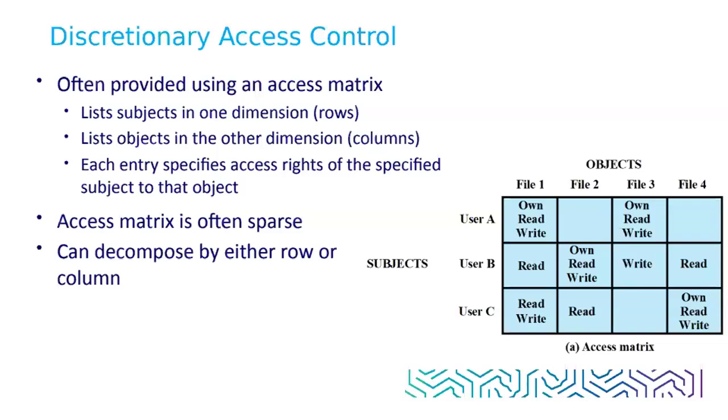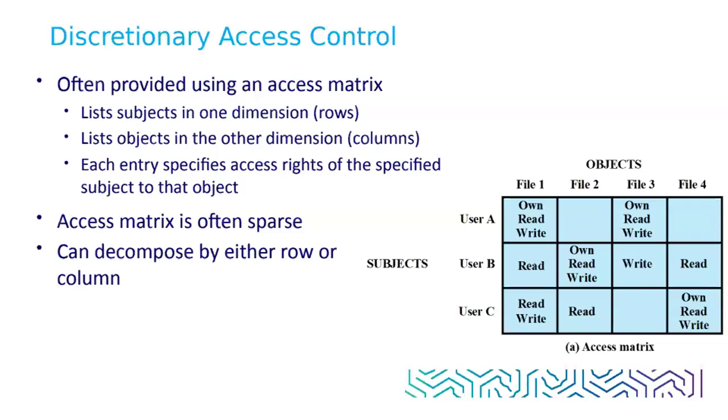Then we have row based decomposition, where the matrix is stored one row at a time, and each subject stores the objects it can access. This is called a capability list for the subject. Then we have the column based decomposition, where it stores one column at a time, so each object stores the users who are allowed to access it. This is called an access control list.